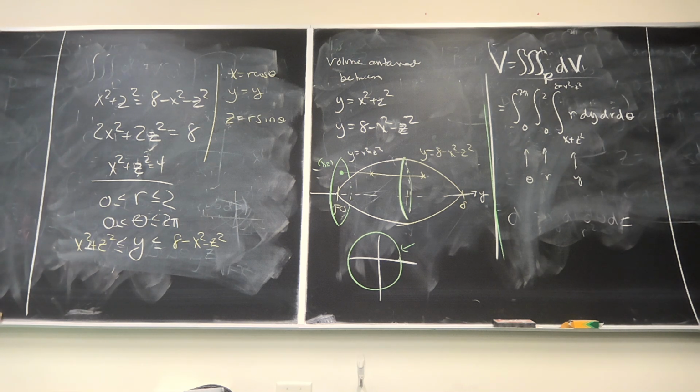I'm not quite done though, because I've got those x's and z's running around in there still, so it's not polar yet, right? Or not cylindrical yet. How do I get rid of those?